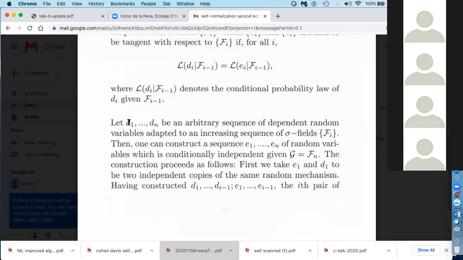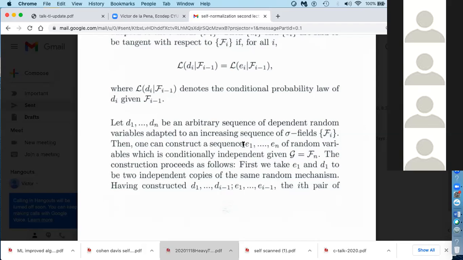Now, a very important result in the theory of decoupling is the following. For an arbitrary sequence of variables adapted to an increasing filtration F_i, one can always find a sequence E_i of random variables that are conditionally independent. You can construct them, and I will show you the construction. The E_i's are conditionally independent with respect to the sigma field generated by the D's. So in decoupling, we look at expected values of functions of D_1 up to D_n, and relate them to the expected value of functions of E_1 up to E_n, where the E_1 up to E_n are conditionally independent.